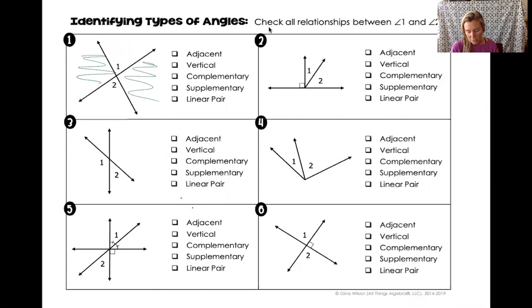So angle 1 and angle 2, what kind of angles are those? That's what this question is asking. These are vertical angles. That's all that they are, okay? They're nothing other than vertical. So on question 2, I'm going to have you solve it, okay?